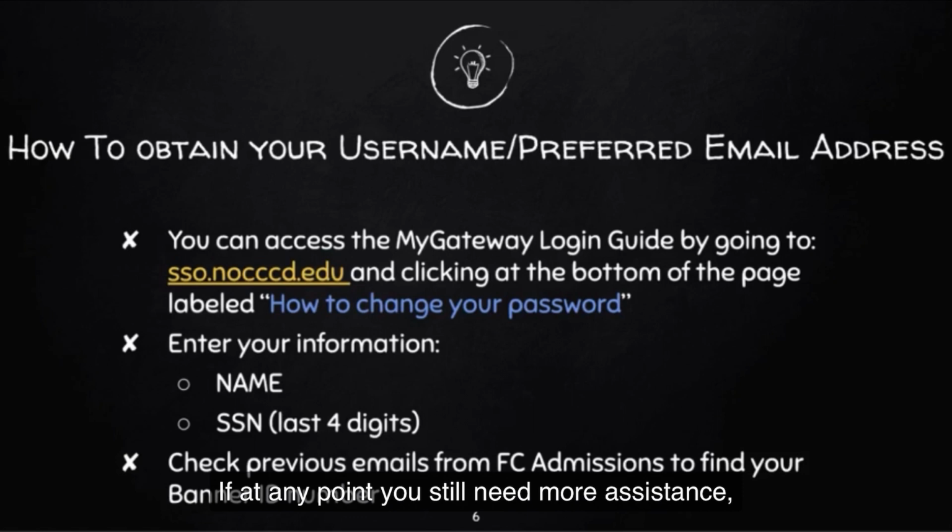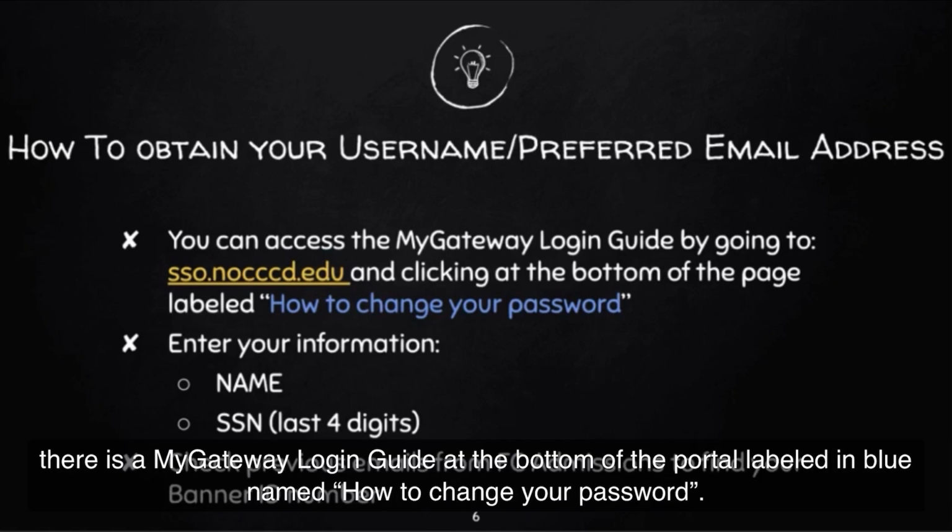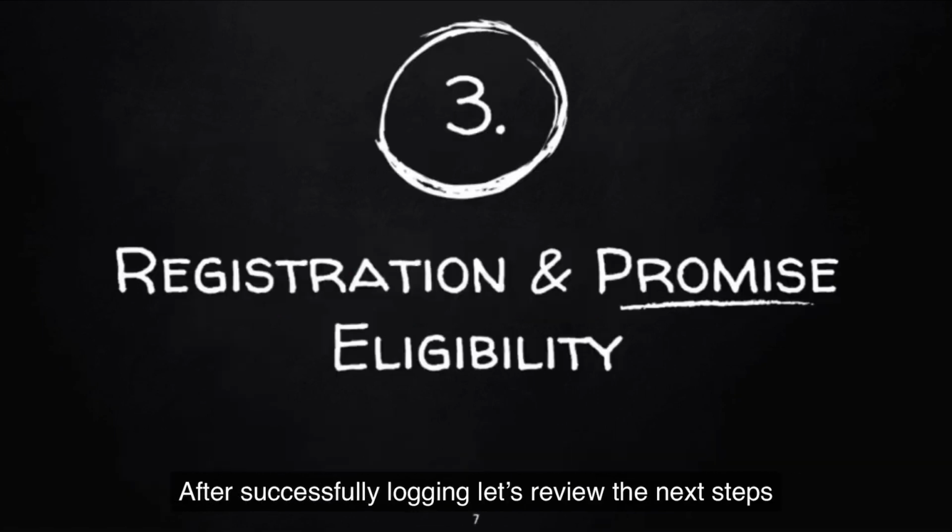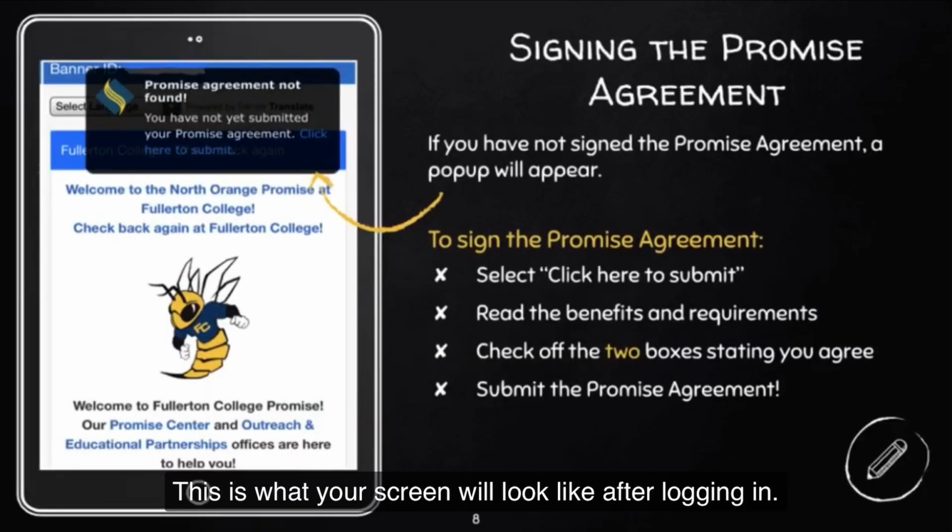If at any point you still need more assistance, there is a My Gateway login guide at the bottom of the portal labeled in blue named How to Change Your Password. After successfully logging in, let's review the next steps. This is what your screen should look like after logging in.